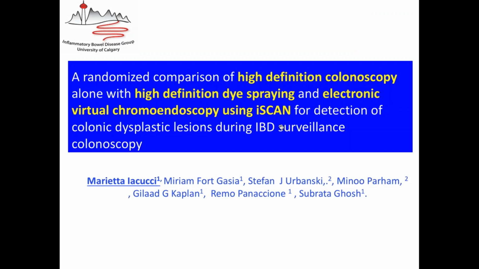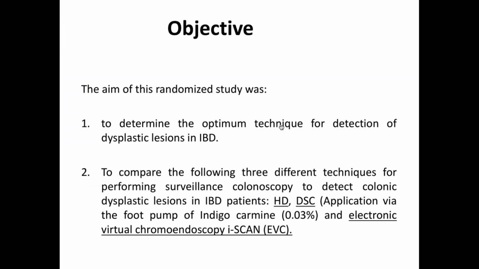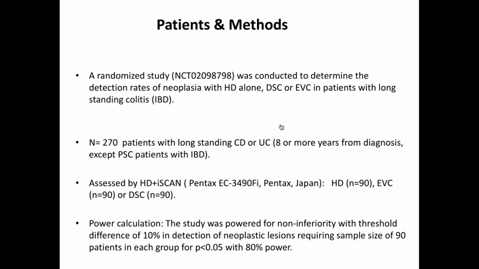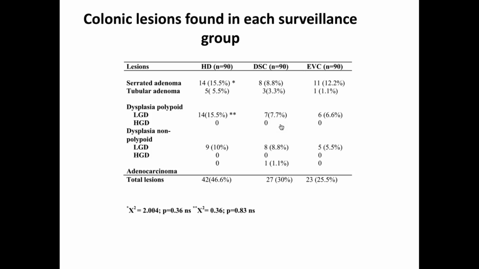And in our now completed randomized comparison study presented at DDW this year, we enrolled 270 patients. We wanted to determine the optimal technique to detect dysplastic lesions in IBD. We enrolled 90 patients in the high definition group, 90 patients in the dye chromoendoscopy group, and 90 patients in the virtual chromoendoscopy group. And we show a trend favoring high definition in detecting dysplastic lesions. However, there was no statistical significance between the three groups.